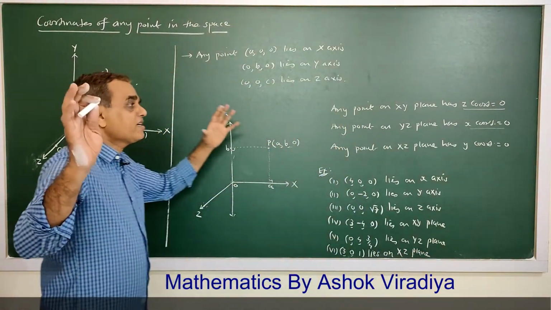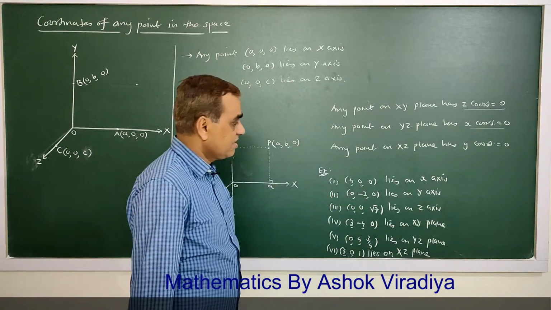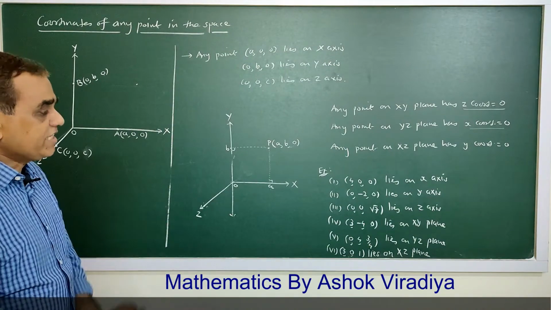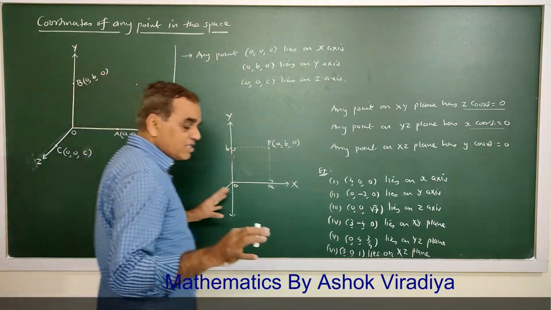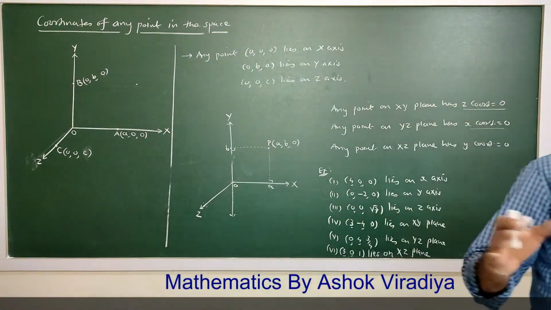So if any point lies on a coordinate plane or coordinate axis, then these are the properties of such points. So this was about points lying on a coordinate plane or coordinate axis.